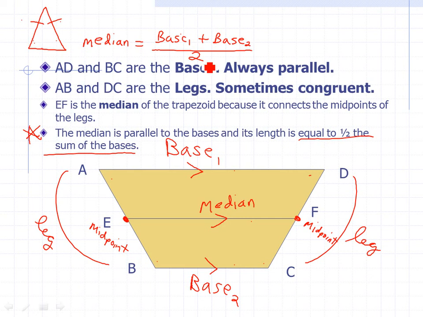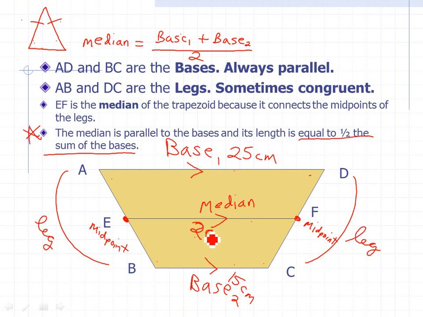So let's do this. If I told you base 1 up here was 25 centimeters, base 2 was 15 centimeters, could you find the length of that median? 20? How'd you get that? You add them together, and 25 plus 15 is 40. Divide that by 2, you end up with 20.